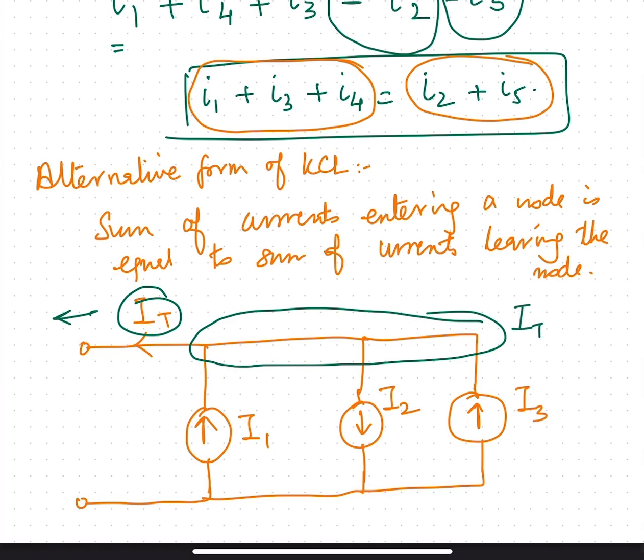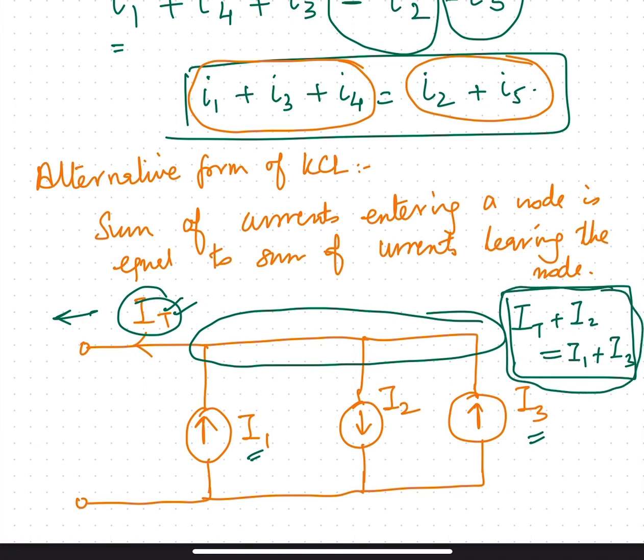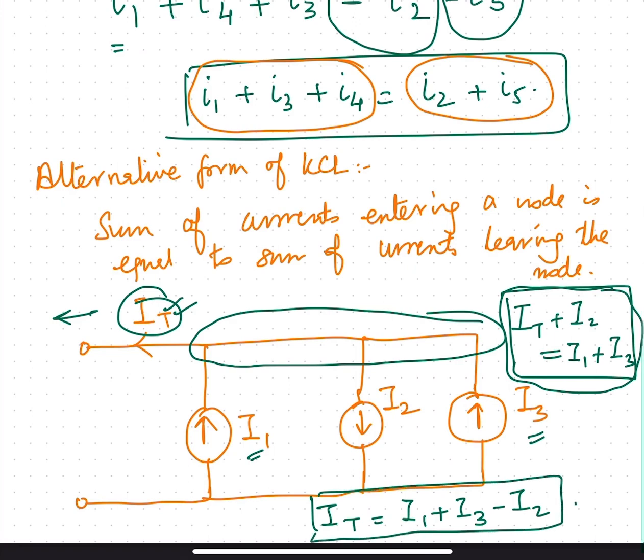So can you say that IT plus I2 is equal to I1 plus I3? Yes, because IT and I2, these two currents, are going out of the node, and currents I1 and I3 are going into the node. So based on KCL, we can derive this relationship between the 4 currents. Then we can say that this total current IT, which is the resultant current, is in fact equal to I1 plus I3 minus I2. So this is the statement of KCL.